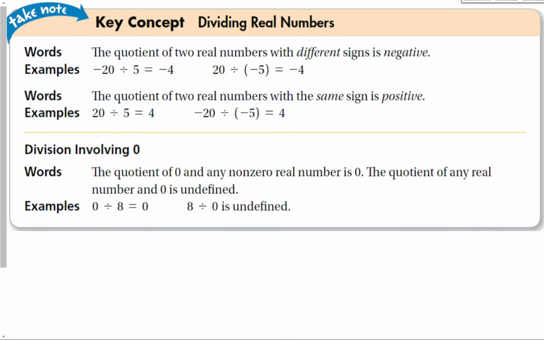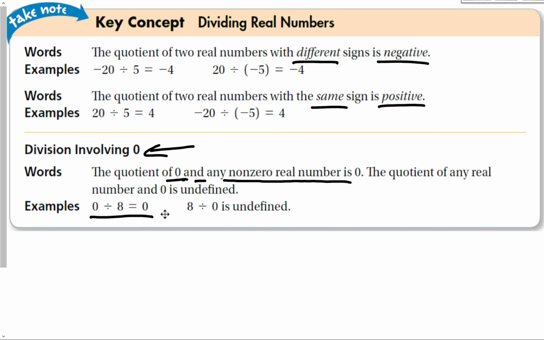Okay. So our key concept for dividing real numbers is that the quotient of two real numbers with different signs is negative, just like it was for multiplication. The quotient of two real numbers with the same sign is positive, just like it was for multiplication. However, there is a weird one: division involving 0. If we are dividing 0 by something, the quotient of 0 and anything else, our answer is going to be 0, like our example right there.